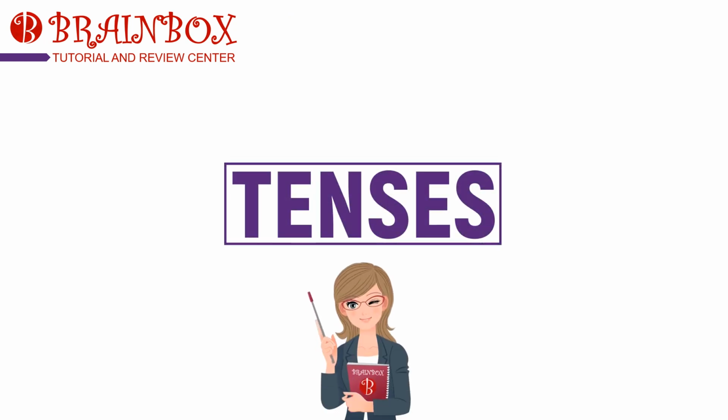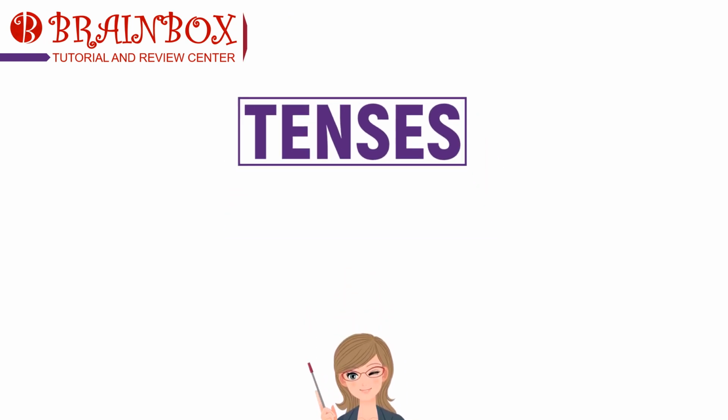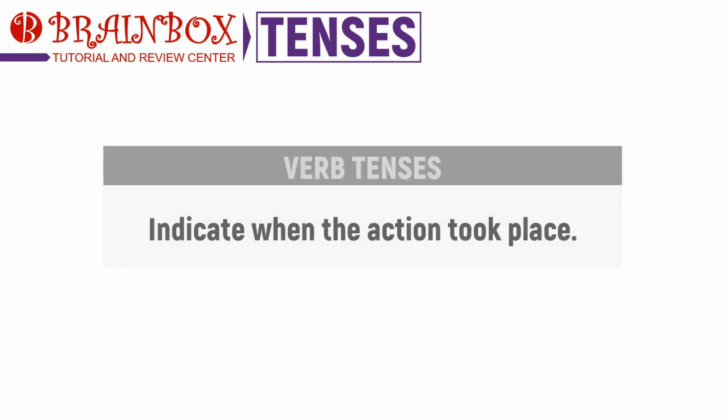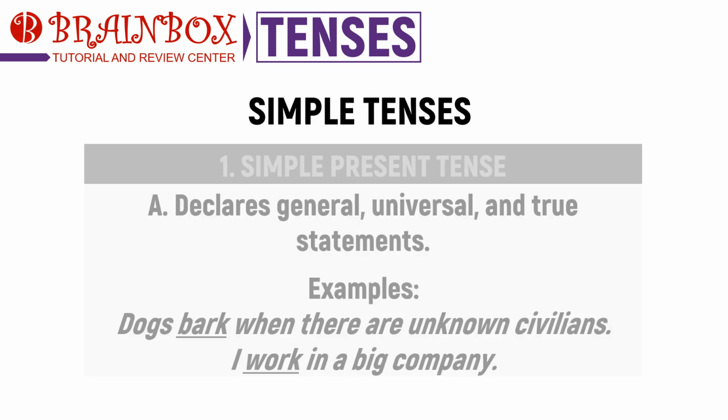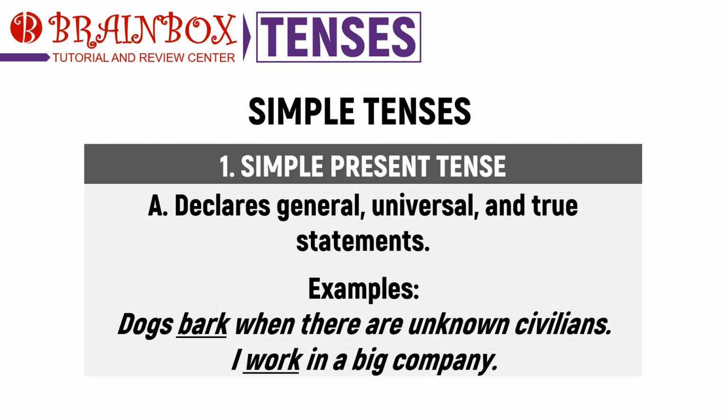Verb tenses indicate when the action took place. This may pertain to an action that happened in the past, is happening in the present, or will happen in the future. Generally, tenses are either past, present, or future. The first three tenses we will describe are the simple tenses. The following are the types of simple tenses, their uses, and examples.